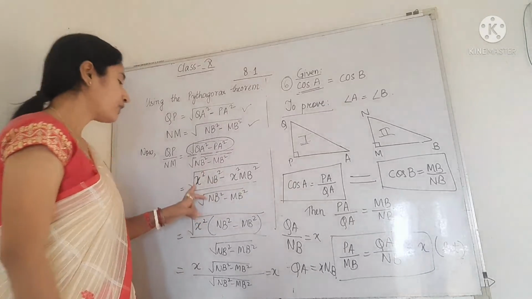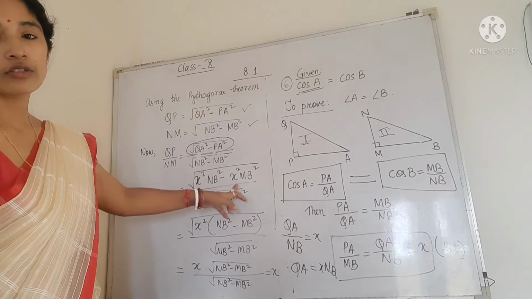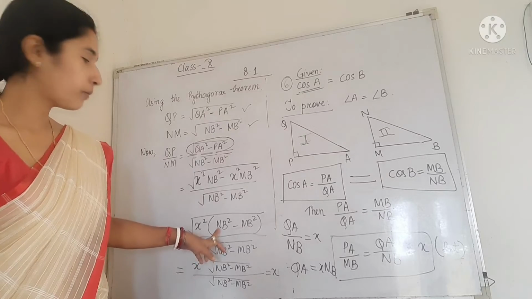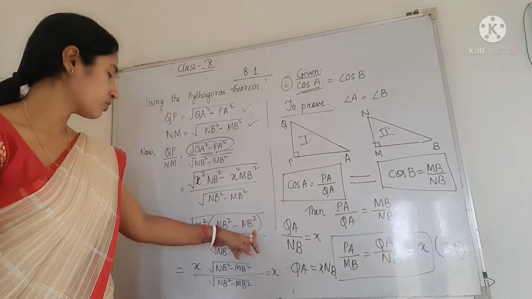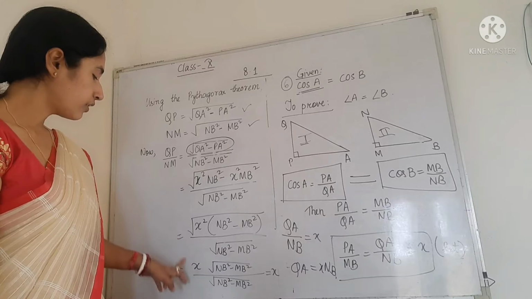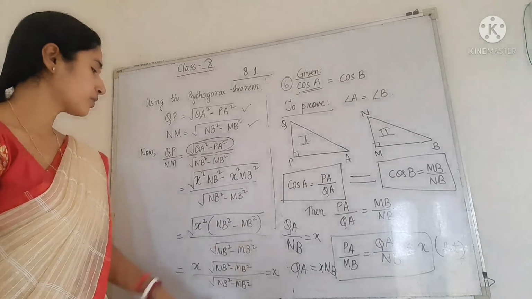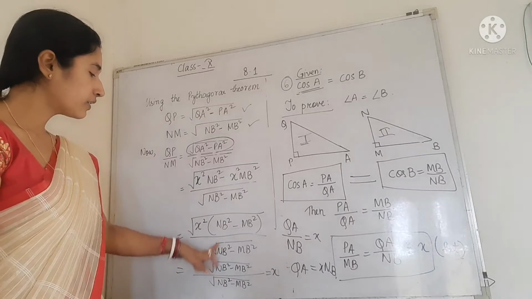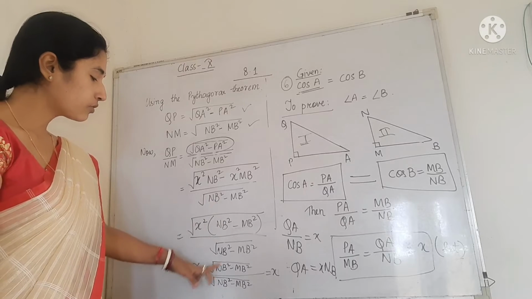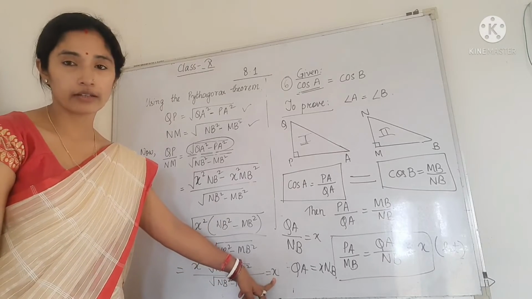So after this you can take out x square as a common term, because this is present in both the terms. So x square is common, and inside the bracket we have NB square minus MB square. After taking out x square outside you will get x, and inside the bracket we have NB square minus MB square, which is the same. You can see in the denominator also this term is there. So you can cancel these two terms from numerator and denominator. Finally you will get the value equal to x.